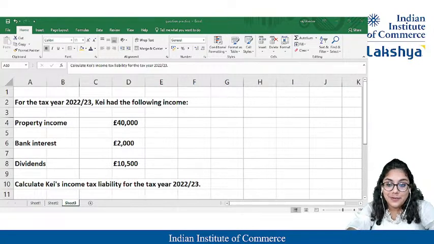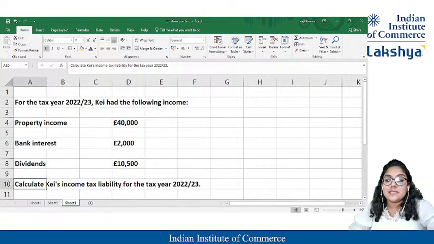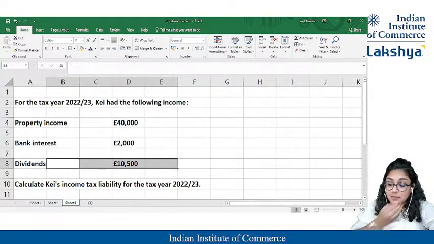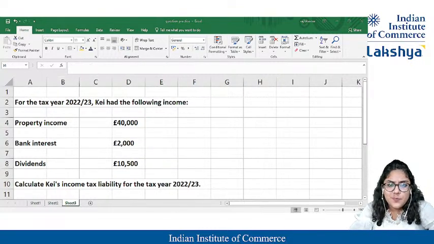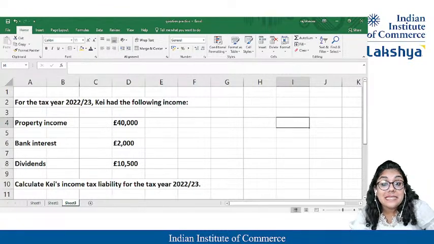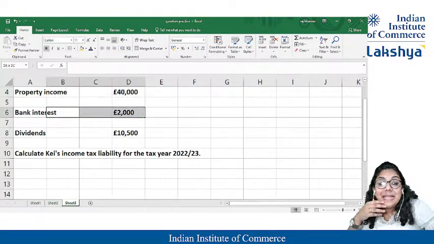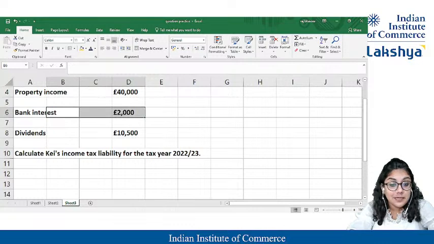For the year ended on this date, the person had three incomes: property income, bank interest, and dividend income. So what is property income? Property income is a non-savings income because you have worked hard and earned it. Bank interest is my savings interest, and dividend is altogether different.